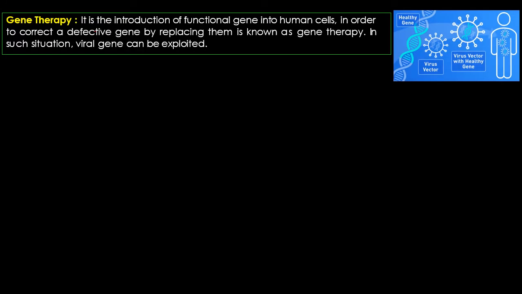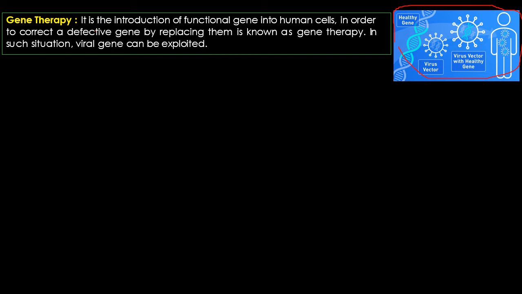Now the second one, that is, the viruses are useful in gene therapy. It is the introduction of a functional gene into a human cell in order to correct a defective gene by replacing it, which is known as gene therapy. In this picture, a healthy gene is inserted into the virus, and the virus acts as the vector to transfer this healthy gene into the human body. In such situations the viral gene can be exploited. So that is how viruses are useful in gene therapy.